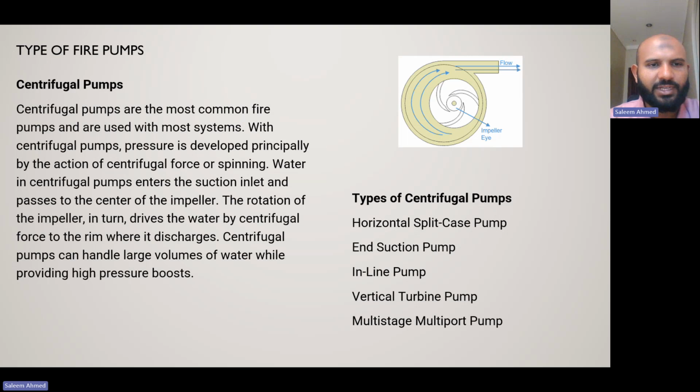Water in the centrifugal pump enters the suction inlet and passes to the center of the impeller. Then rotation of the impeller in turn drives the water by centrifugal force to the rim, where it discharges. Centrifugal pumps can be used where there is a large demand of volume and where there is a need for high pressure boost. There are several types of centrifugal pump: horizontal split case, end suction, inline, vertical turbine, and multi-stage multi-port fire pumps. We are going to see each one of them.